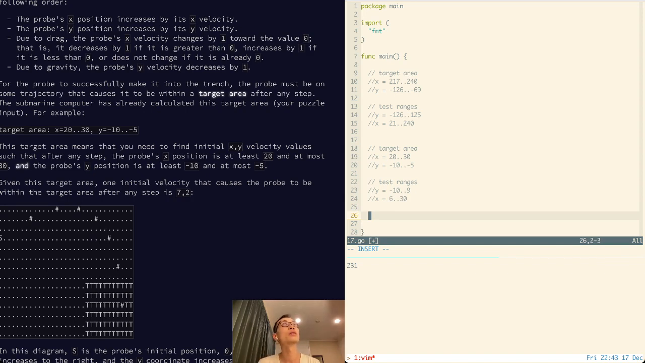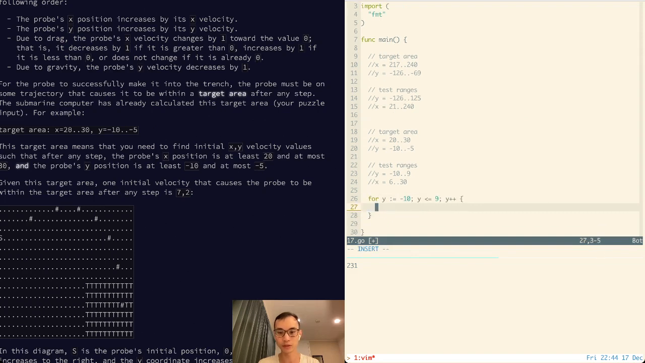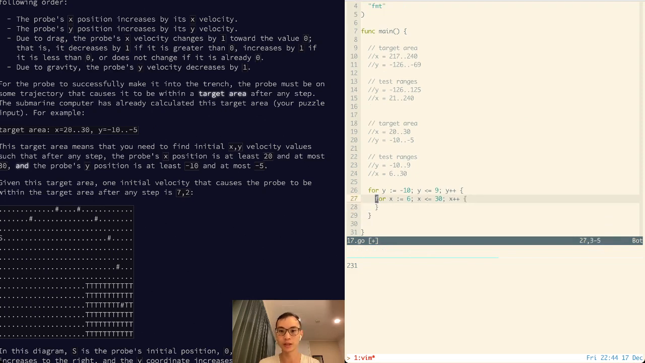So let's see, for y equals minus 10, y less than or equal to 9, y plus plus, that's my y test range. For x equals 6, x less than or equal to 30, x plus plus, that's my x test range.